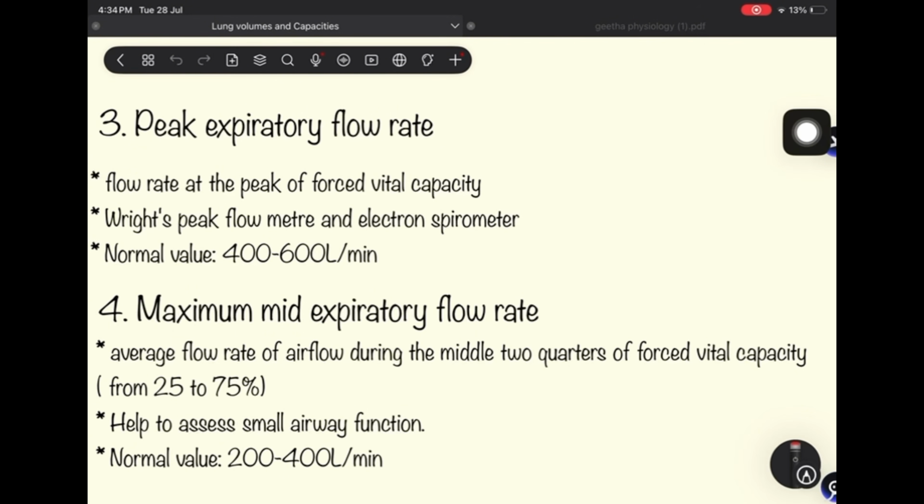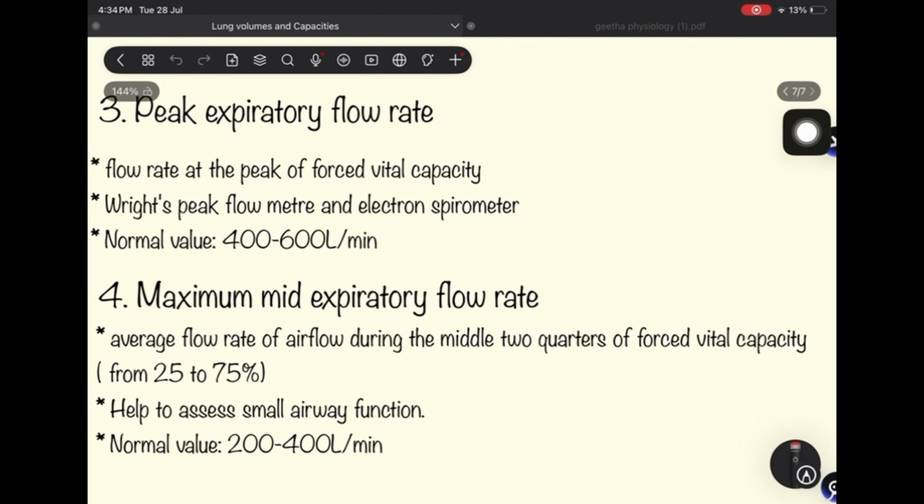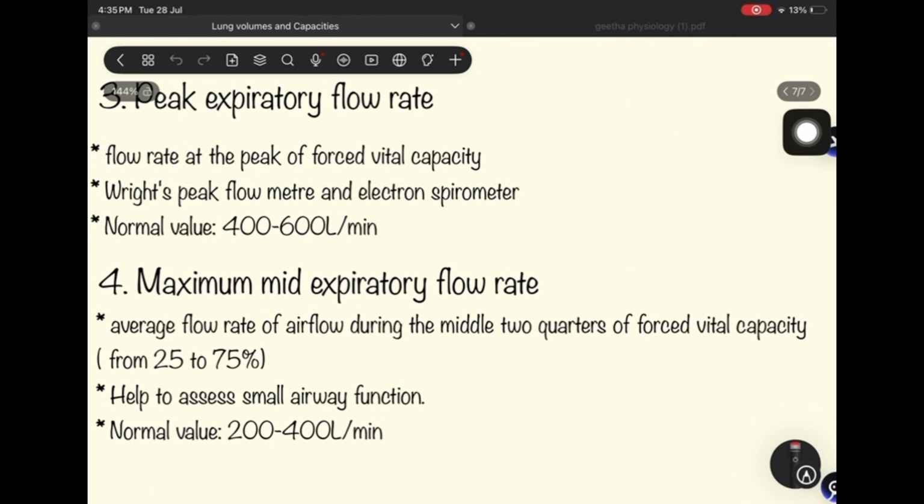The next one is the maximum mid-expiratory flow rate. The average flow rate of airflow during the middle two quarters of the forced vital capacity, that is between the 25 to 75%, is known as the maximum mid-expiratory flow rate. It helps us to assess the small airway function. The normal value is 200 to 400 liter per minute.